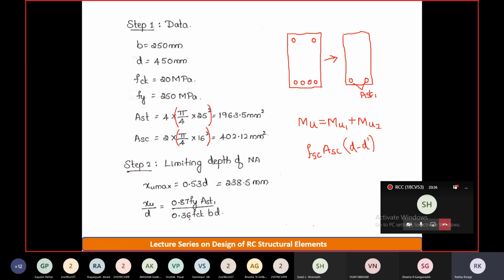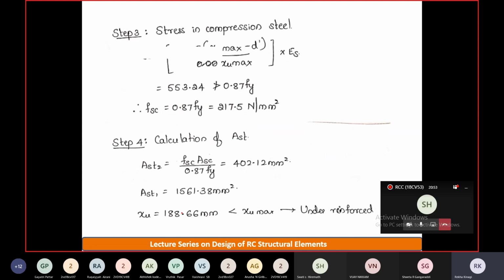If I substitute this value, I'll get the value of XU. But do I know AST1? No, I don't know the value of AST1. I don't know the value of XU. I know XU max, but I don't know what exactly XU is. So how do we proceed?